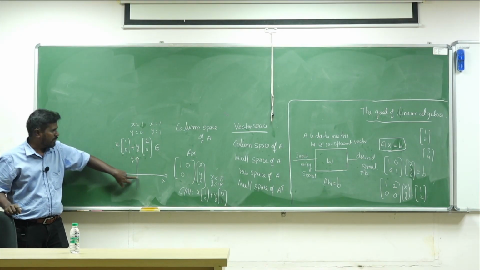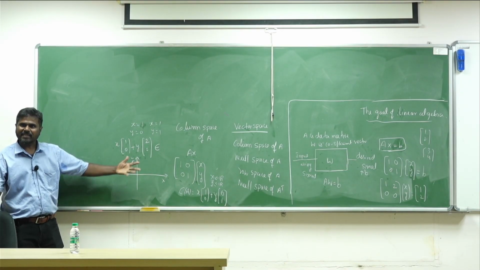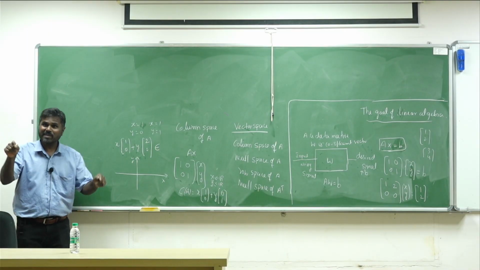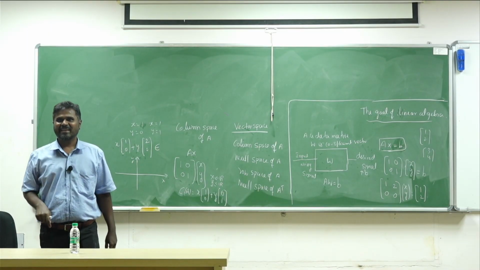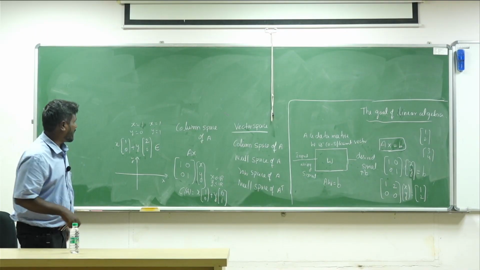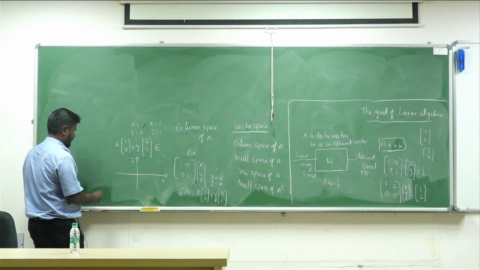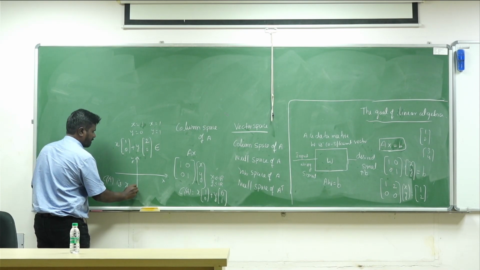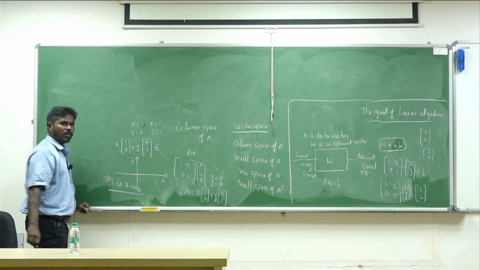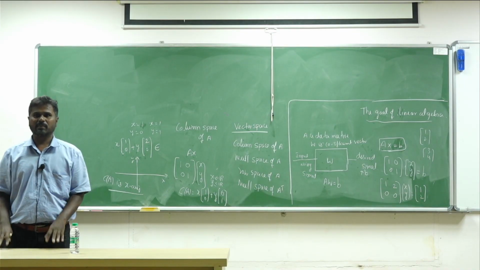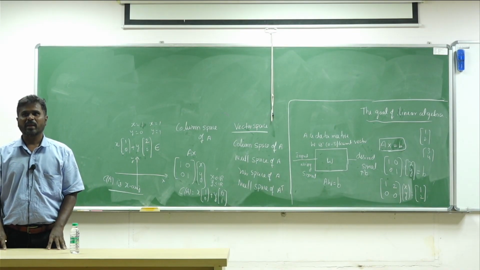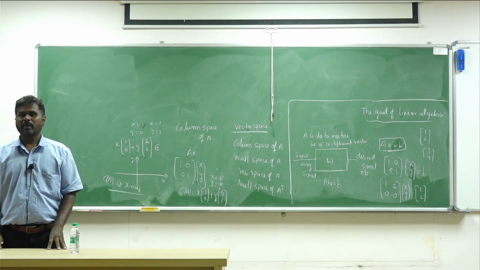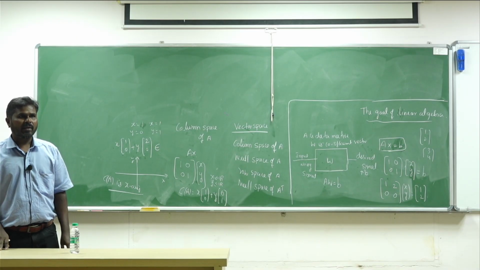Where are the vectors you find? The x-axis. Now your vector space is the x-axis. The column space is a line, the x-axis. Right? Now look at the B.